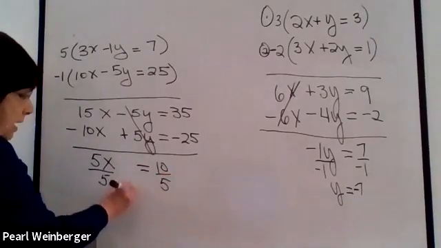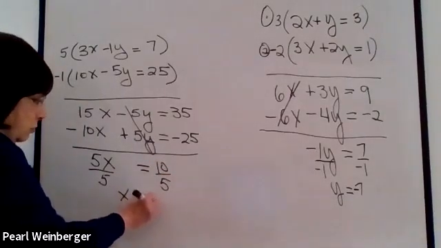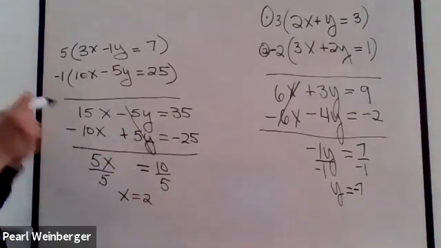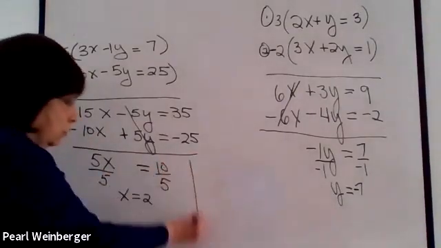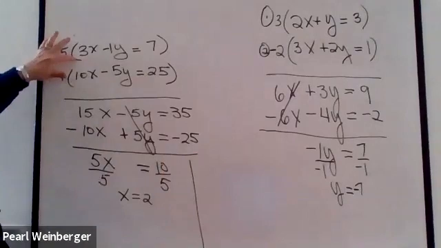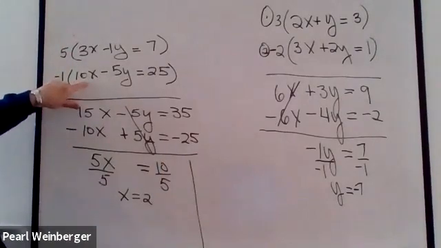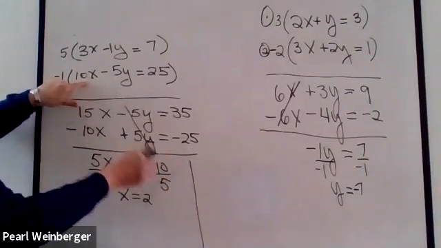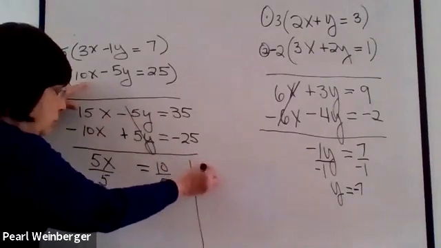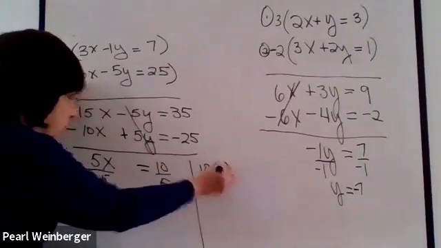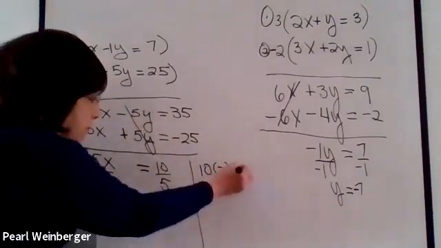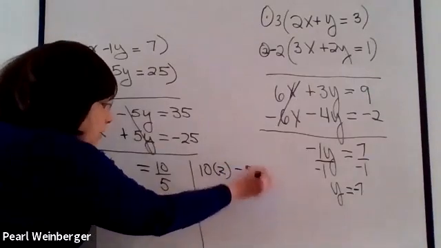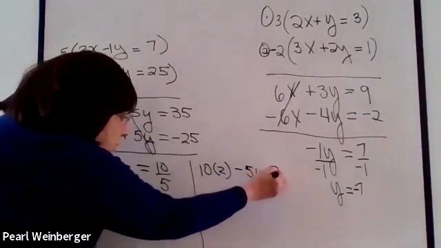And that'll give me x equals 2. And now that I know that x equals 2, I can use either one of the equations. Let's use this equation just to show it doesn't make a difference. Either one of the equations works to find the y. If I'm using this equation, I'm going 10 times 2, because my x is 2, minus 5y equals 25.